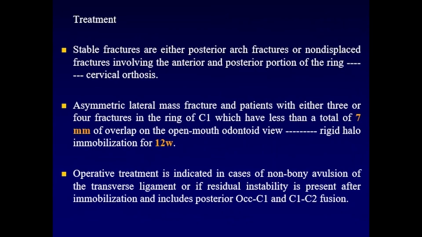Stable fractures are placed in a cervical orthosis. Unstable fractures need rigid halo immobilization. Operative treatment is indicated if there is a non-bony avulsion of the transverse ligament or if there is residual instability after immobilization, and this includes occiput to C1 and C1 to C2 fusions.